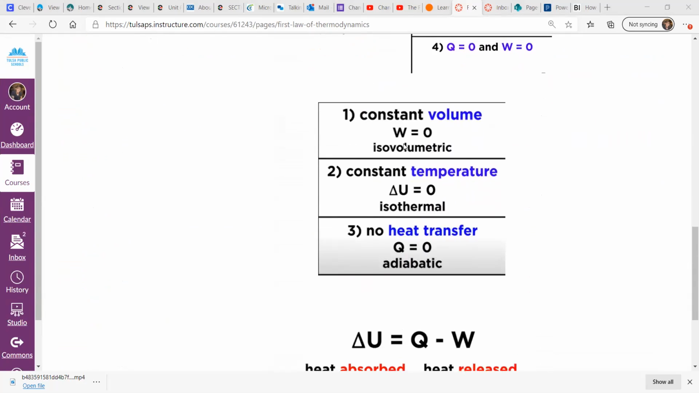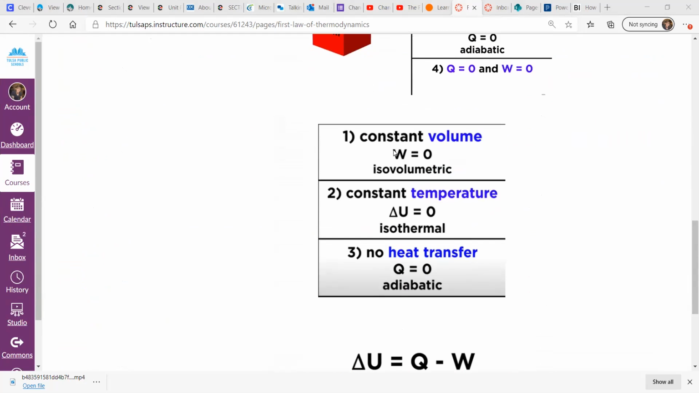But for that first question, we're dealing with the different types of processes that deal with heat and work and internal temperature. So if a process is isovolumetric, that means no volume changes, work is equal to 0. If the process is constant temperature, we call that isothermal. Iso means the same, thermal means temperature, and that means the change in internal temperature is 0.